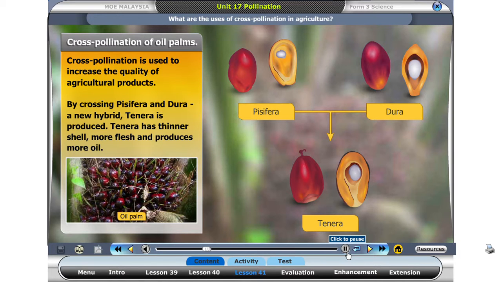From the previous lesson, we have learned that cross-pollination can be used to increase the quality of a plant. By crossing two species of oil palm, Pisifera and Dura, a new hybrid, Tenera, is produced. Tenera has a thinner shell, more flesh, and produces more oil. This is one example of the use of cross-pollination in agriculture. Can you think of other examples?